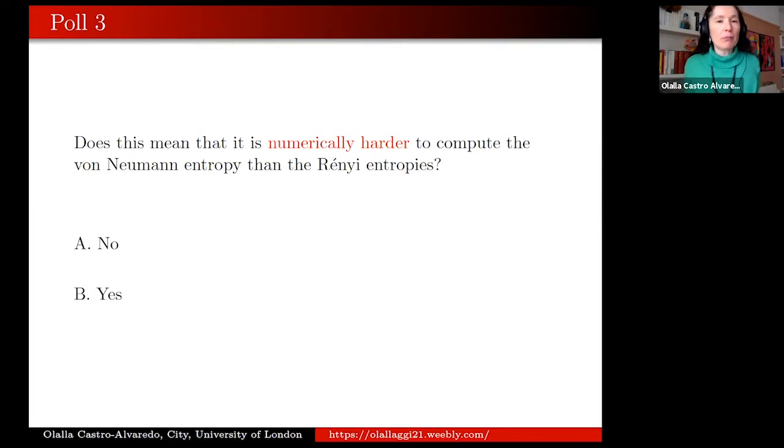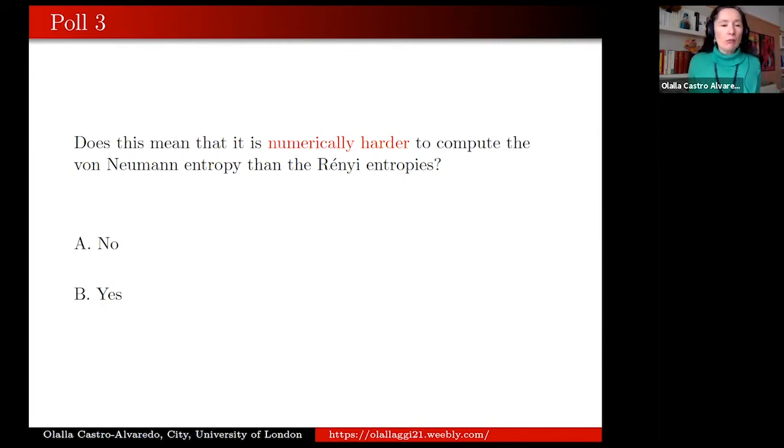So about half the people here think it is no harder to compute one than the other. So it's kind of half-half, which is interesting. The answer that I had in mind is that it was no, it was not harder. But actually, there may be situations where that's not true.